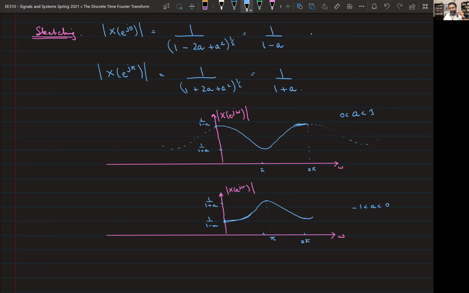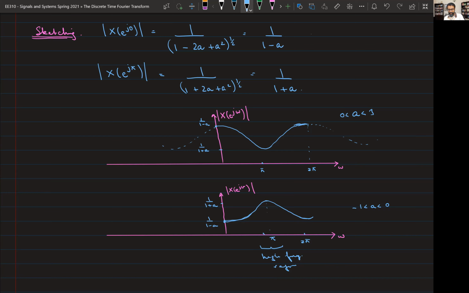So in other words, when a is negative, there are more high frequency components in the time domain signal compared to the case when a was positive, right? Remember, the frequency of pi is the highest frequency, and this is the high frequency regime. So when a is negative, the high frequencies are more compared to the low frequencies, and when a is positive, the contributions of high frequencies are lower compared to the low frequencies. Does that make sense?